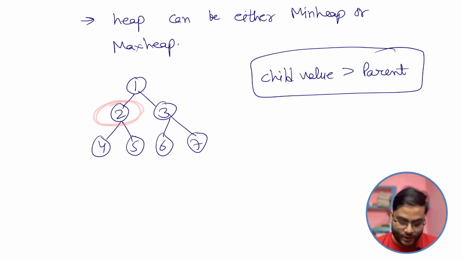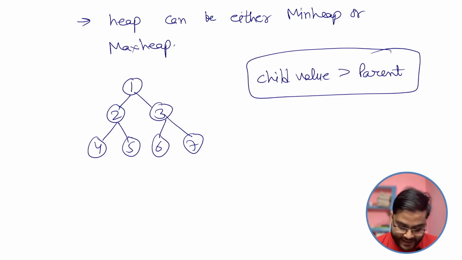Come to 2. 2 is a parent for 4 and 5. Now 4 is greater than 2, so it is fulfilling this property. Now come to 5. 5 is greater than 2, right? So it is fulfilling the property. Now come to 3. 6 is a child of 3, and 6 is greater than 3. So it is also fulfilling this property. Now come to 7. 7 is greater than 3. So 7 is also fulfilling this property.